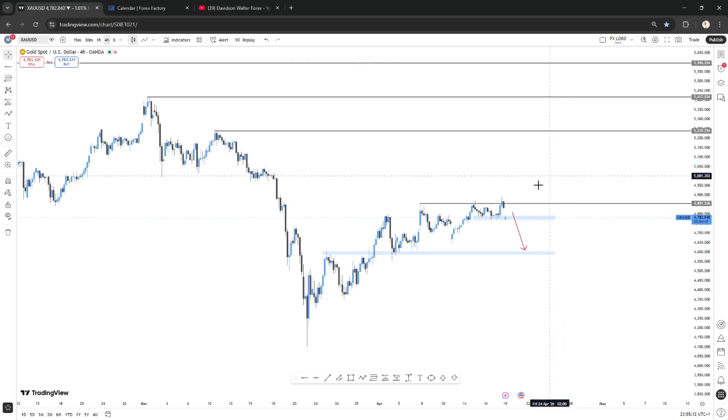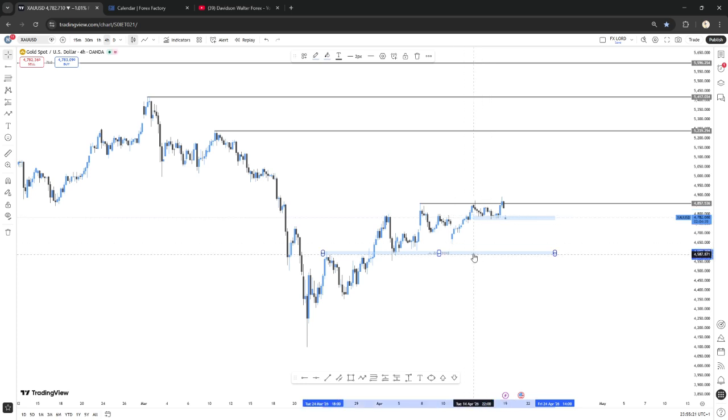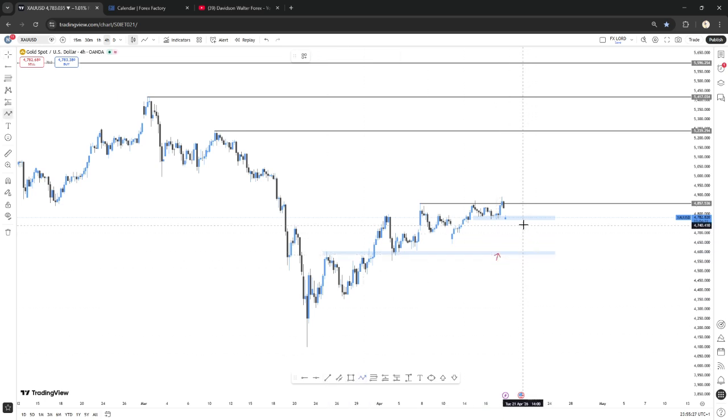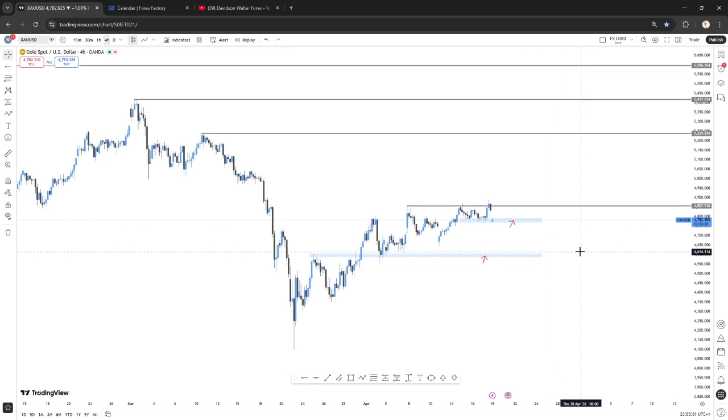All right, very simple, right? So the current buy is price buying off this level. The previous buy was at this level. Now the current buy is at this level. So you must know how to draw your key levels.